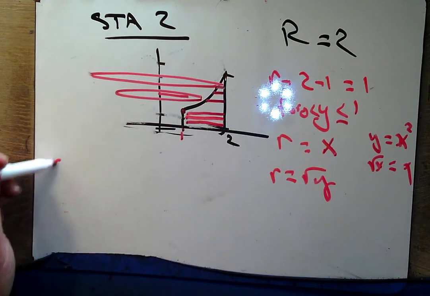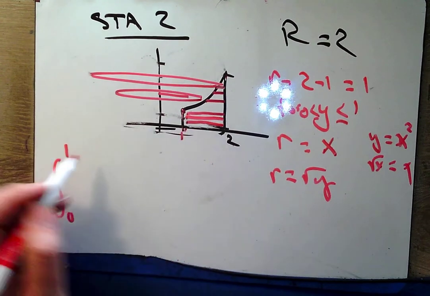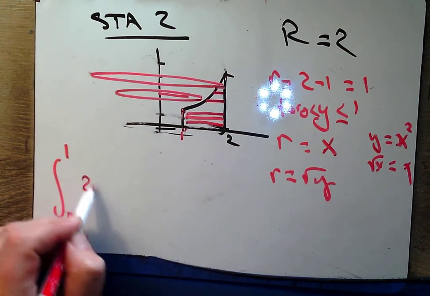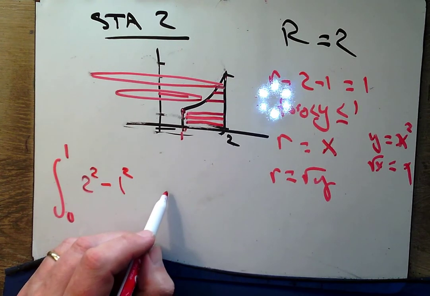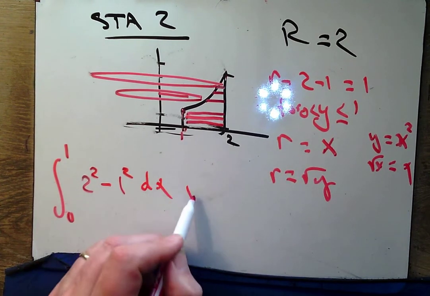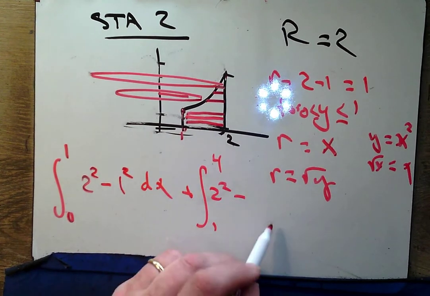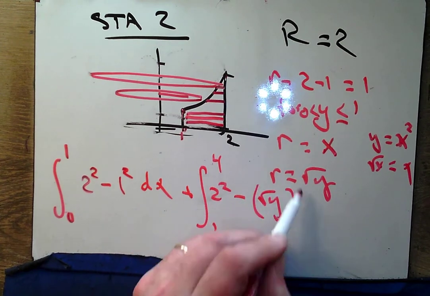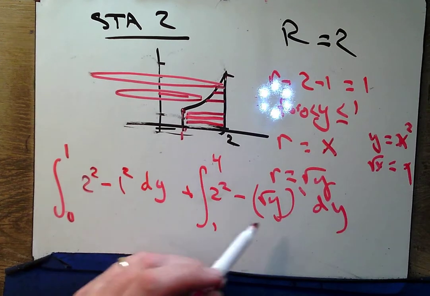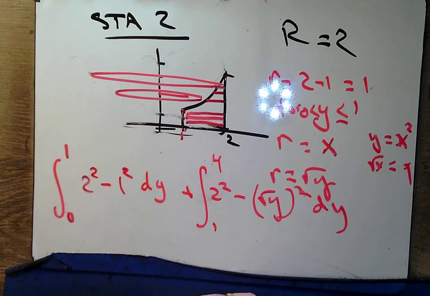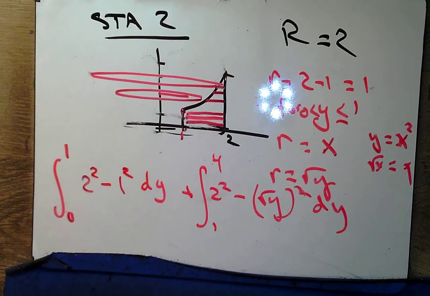So then I'd have to set this up as 0 to 1 with that, which would be 2 squared minus 1 squared, dy, plus the integral from 1 to 4 of 2 squared minus square root of y, squared dy. Sorry, that's a dy. Square root of y squared. Good. So that's what I'm looking at. Oh my goodness, I would so much rather use a shell.